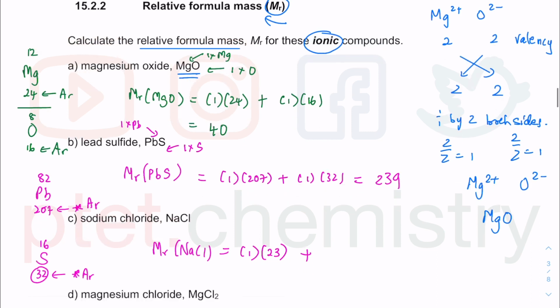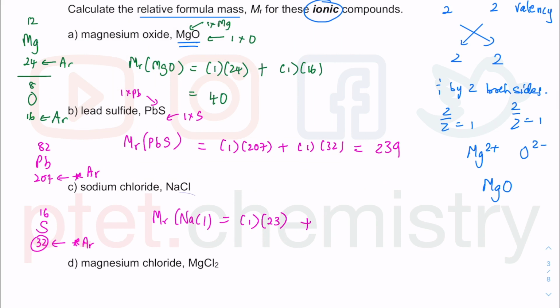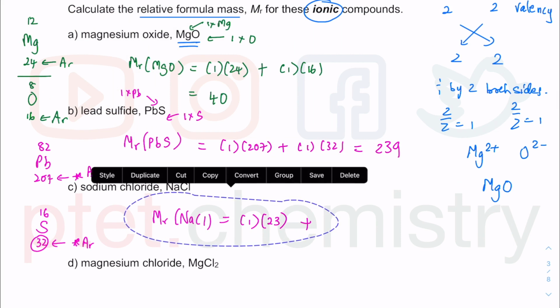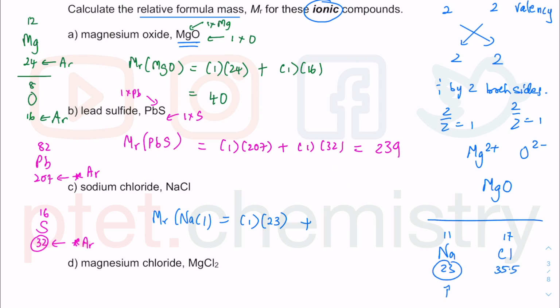Now chlorine, so let me just show you perhaps better if I just show you using a different color. Let's use blue. Okay, I forgot to show the sodium just now. So 11 and 23. So you have your periodic table, yeah? So 17 and 35.5. So what happened is these are the Ar and this is the Ar for chlorine.